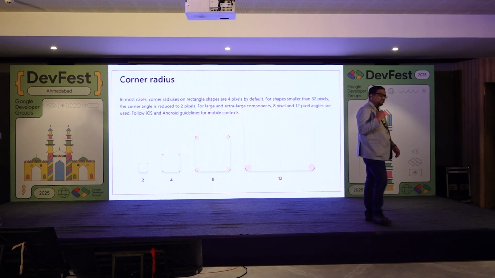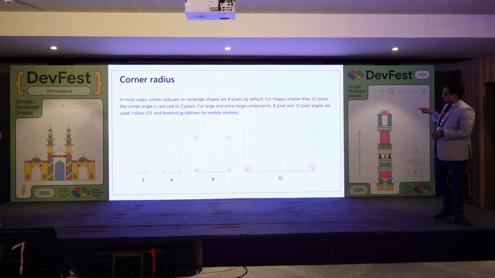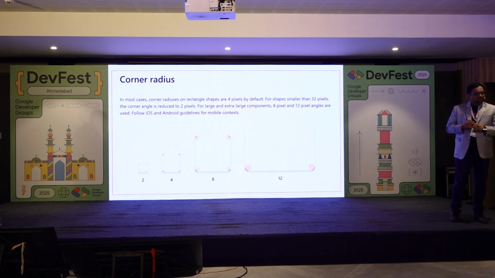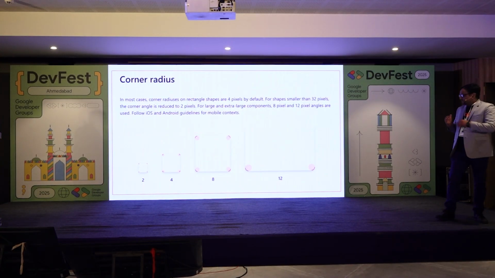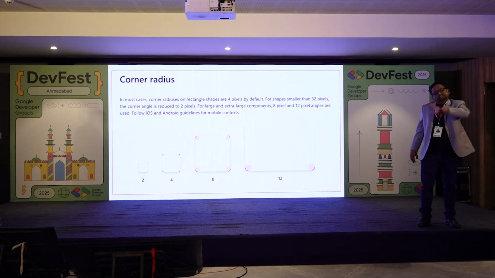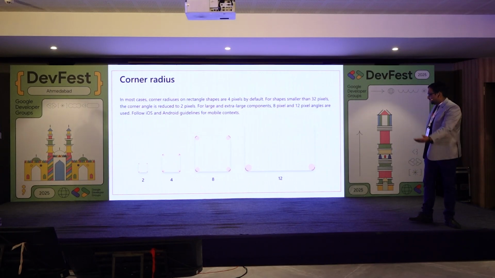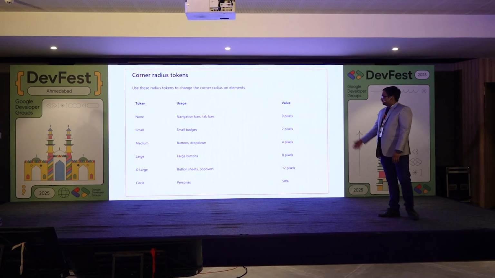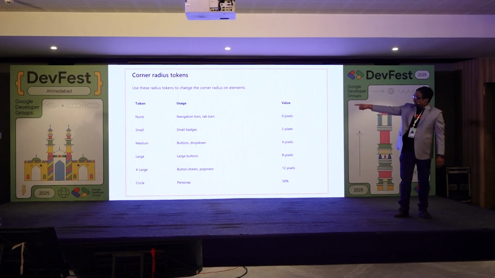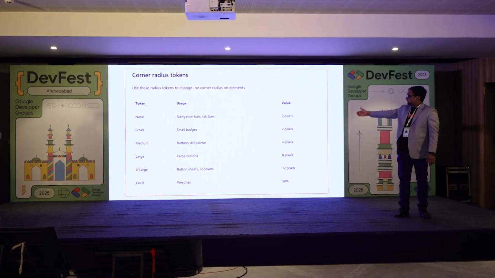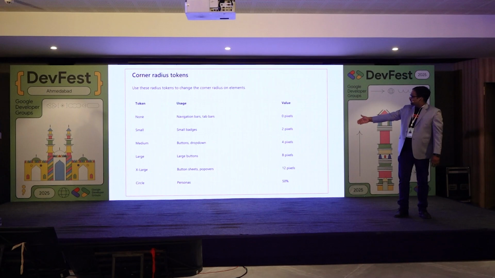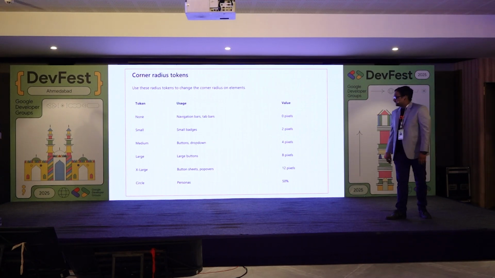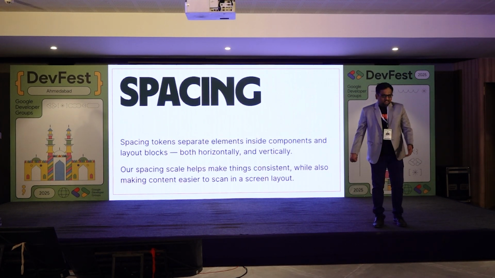Can you see the difference, the corner radius? That's how you can use it. Once you know exact values, instead of saying the corner radius looks a bit small or big, you can say corner radius 2, 4, 6, 8. Simple. Next. There are some more examples of how you can define the tokens: small, medium, large, and the values. Next. Spacing.